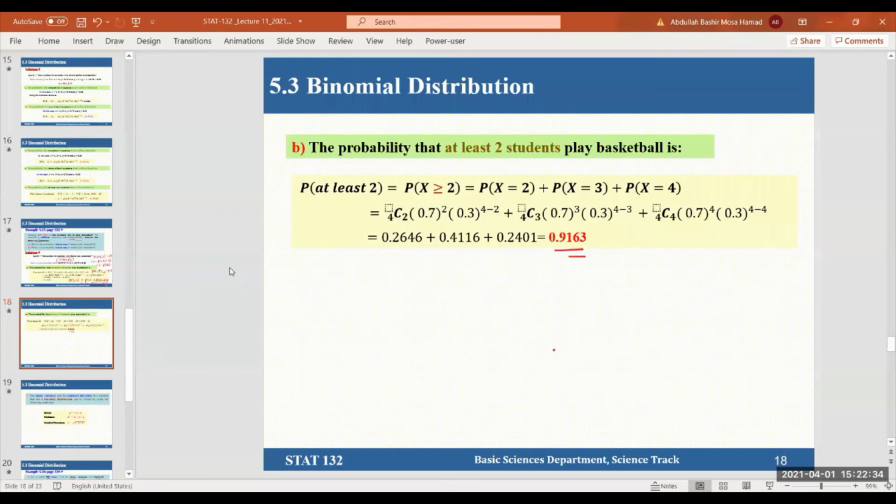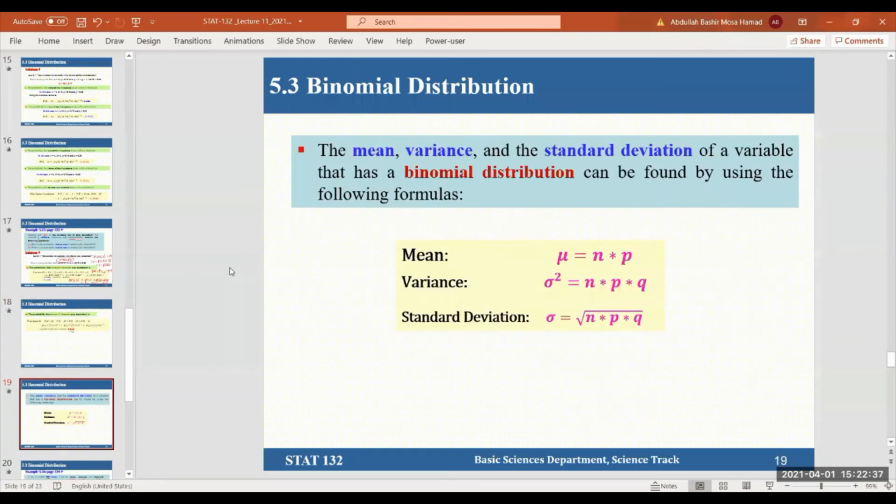Now we are moving to another topic about the binomial: how to find variance, mean, and standard deviation.